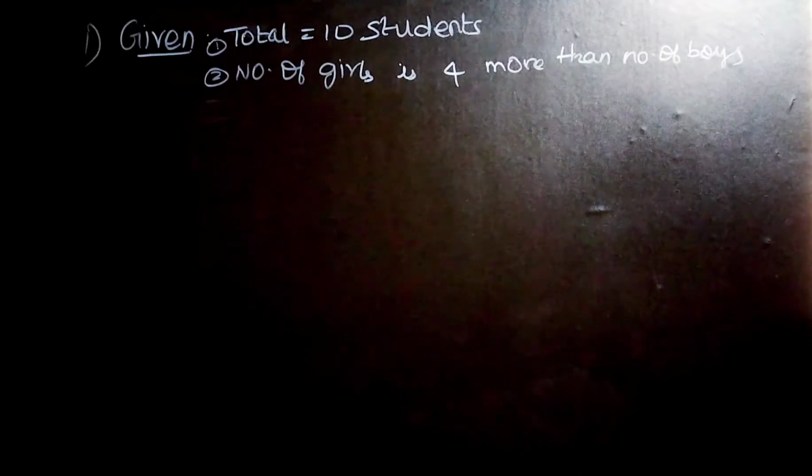Question number 1. Form the pair of linear equations in the following problem and find the solutions. 10 students of class 10 took part in a mathematics quiz. If the number of girls is 4 more than the number of boys, find the number of boys and girls who took part in the quiz.